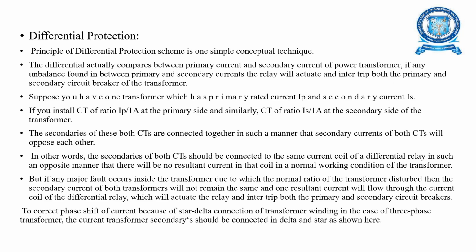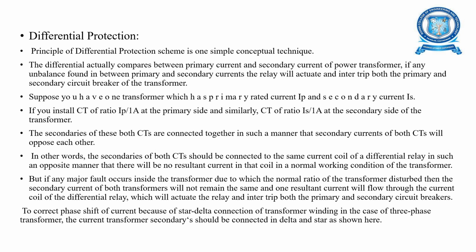Differential protection is one of the simplest conceptual techniques. It compares the primary current and secondary current of the power transformer, and the relay will actuate an intertrip between both the primary and secondary circuit breakers of the transformer. In other words, the secondaries of both current transformers should be connected to the same current coil of the differential relay in such an opposite manner that there will be no resultant current in that coil.